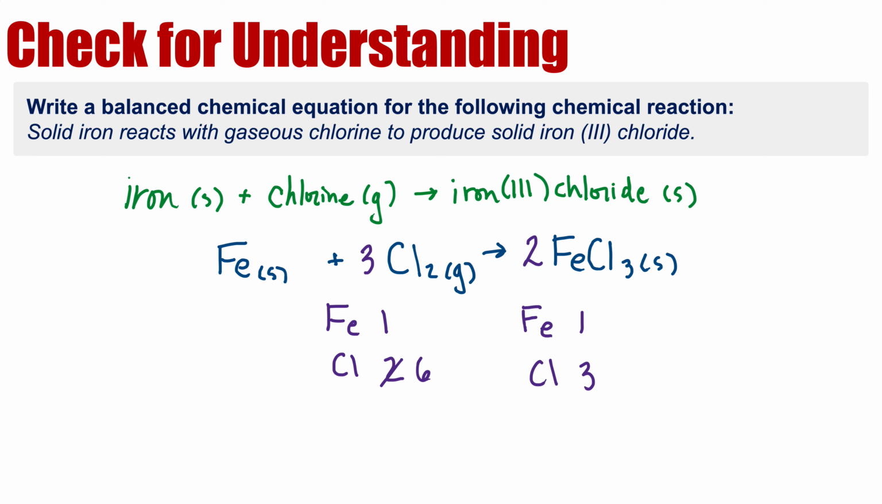I place a 2 in front of iron 3 chloride on the product side. That brings the number of chlorines up to 6. 2 times 3 is 6. But it also changes the number of irons. So now I have 2 irons on the product side. To finish this equation, I'm going to place a 2 in front of iron on the reactant side. And now I have a balanced chemical equation.